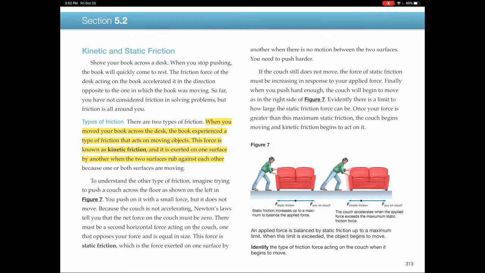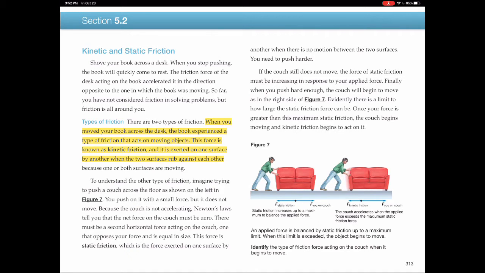There's two main types of friction. When you push something and you get it moving, the object will experience a type of friction that acts on moving objects. This is known as kinetic friction. This is exerted when one surface acts on another. It's two surfaces rubbing against each other.